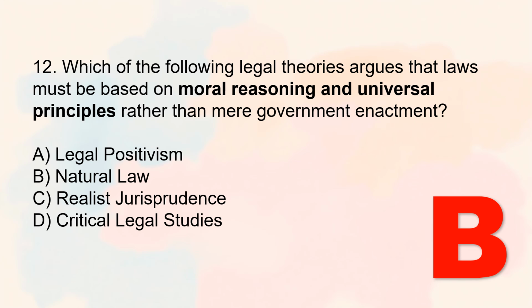Legal positivism is incorrect as legal positivism states that laws are valid simply because they are enacted by legitimate authority, regardless of moral consideration. Realist jurisprudence is incorrect as this focuses on how laws function in reality rather than theoretical or moral principles. Letter D, Critical legal studies is incorrect as this approach critiques the legal system as a tool of social and political power.